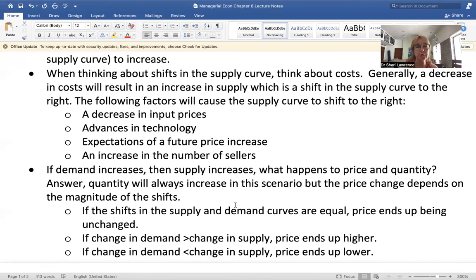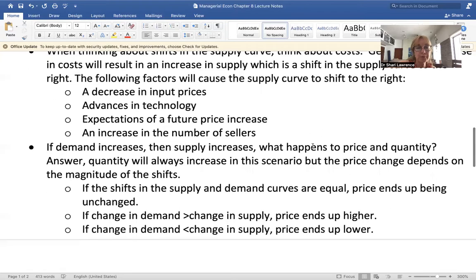Okay, so now we're going to put both of those curves together and discuss what actually happens when these curves shift. All right, so typically demand will increase and then supply will increase. So if demand increases and then supply increases, what happens to price and to quantity? Okay, well, the answer depends.